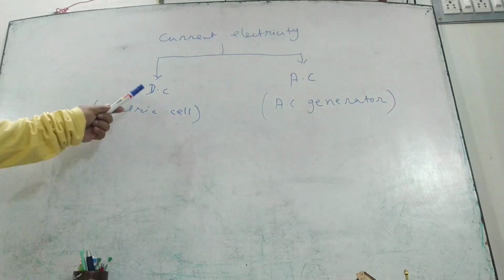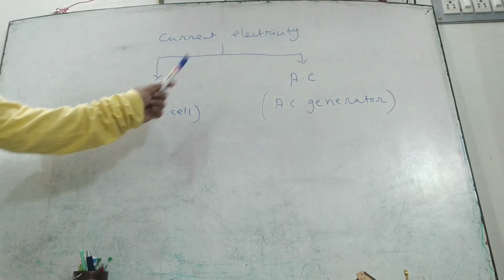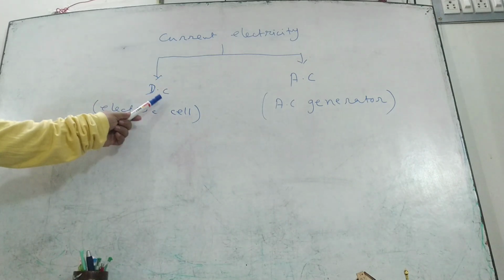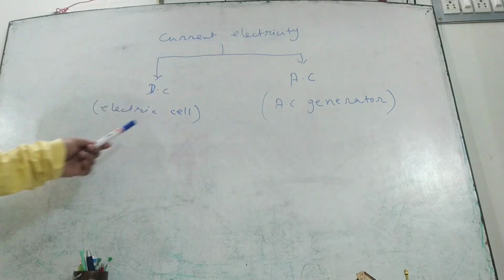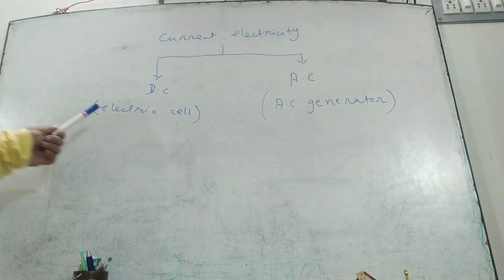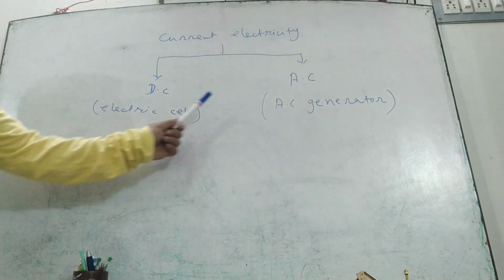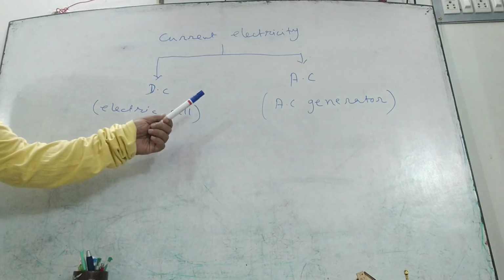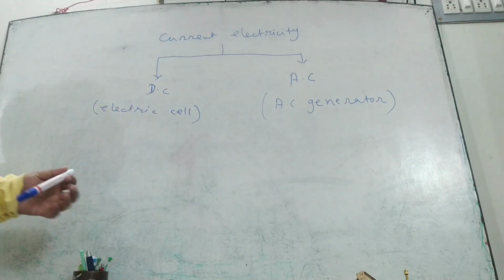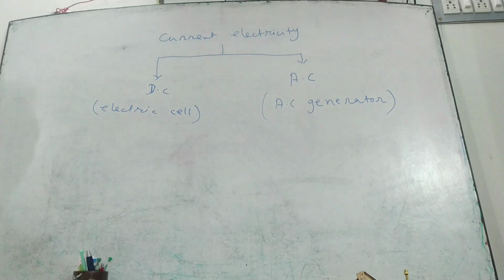Current electricity is mainly of two types, DC and AC. DC means direct current and AC means alternating current. An electric cell produces direct current and an AC generator produces alternating current.